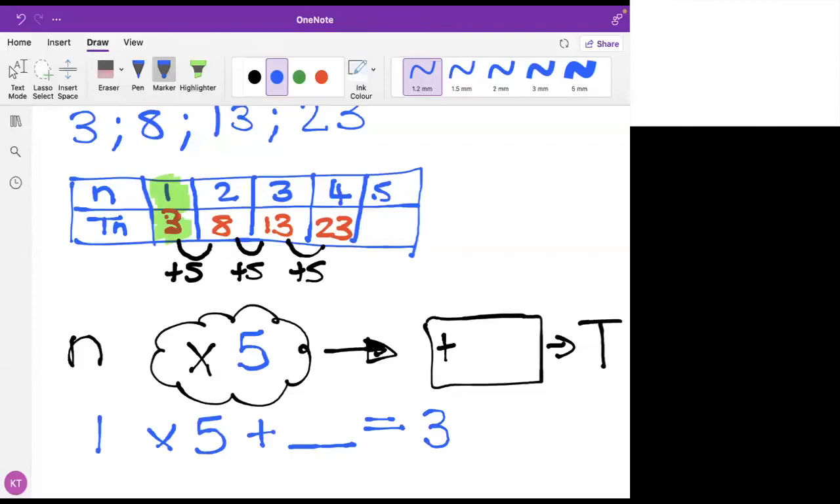How do I get from 5 to 3? What must I do to get from 5 to 3? Do I need to add something or do I need to subtract something? You tell me in the chat, how do I get from 5 to 3? Good, I'm going to minus 2. So my bracket here, I'm going to say minus 2.